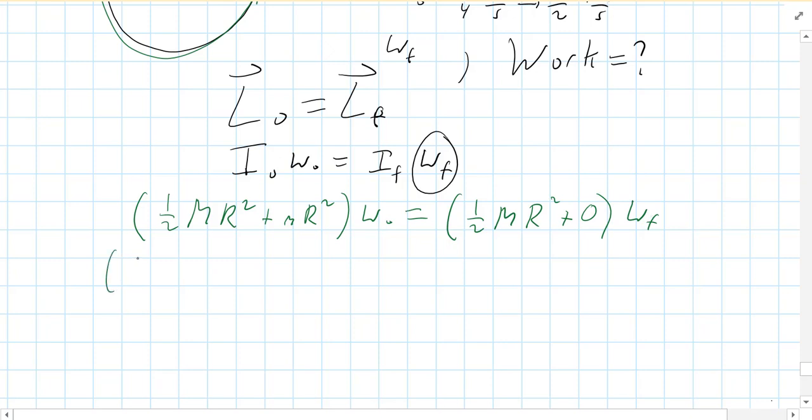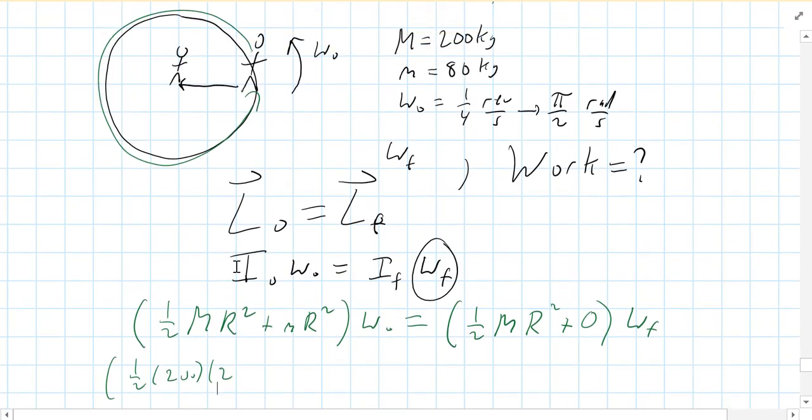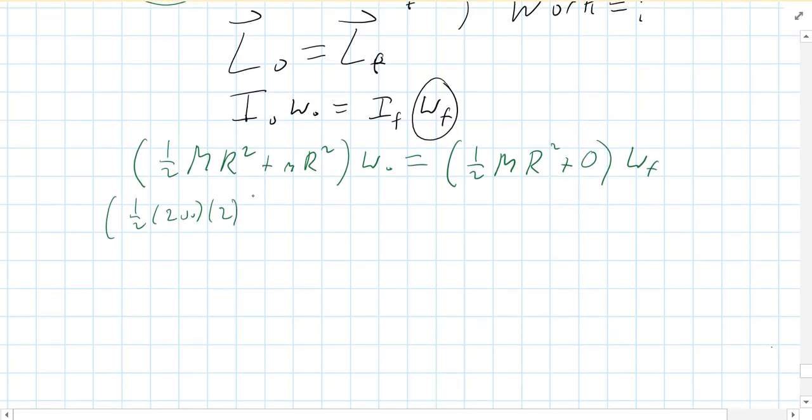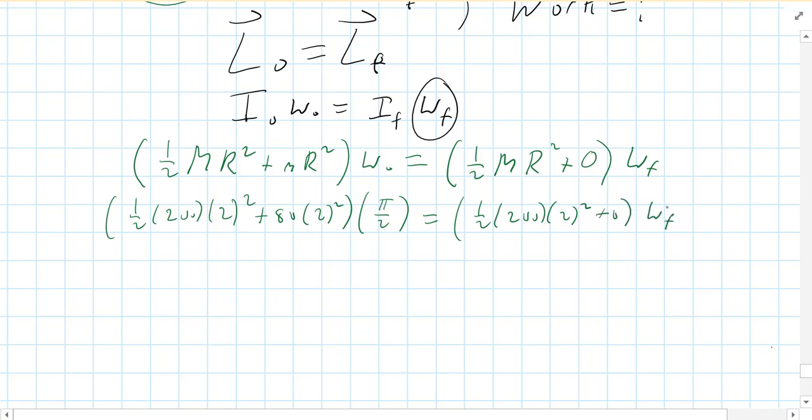So now we're going to plug our numbers in. We got 1/2 times 200 times the radius. Oh, I didn't give you the radius. Sorry about that. We're going to say the radius here is 2 meters, which would be a pretty big merry-go-round, by the way. So 2 squared plus my mass, which is 80, times 2 squared. Omega naught was pi over 2. And then over here we have 1/2 times 200 times 2 squared plus 0, times omega final.